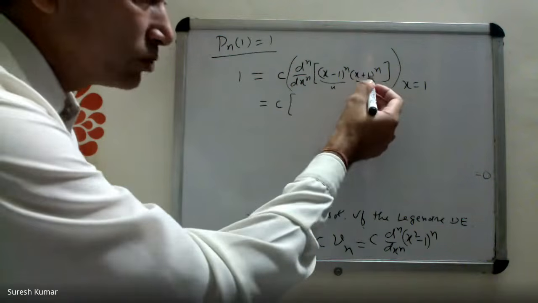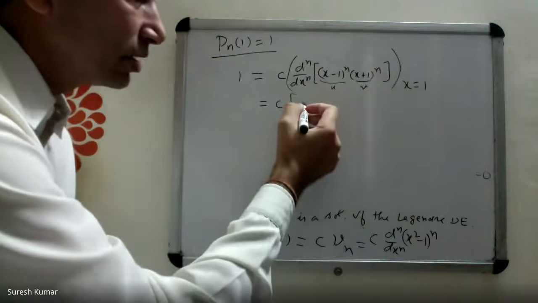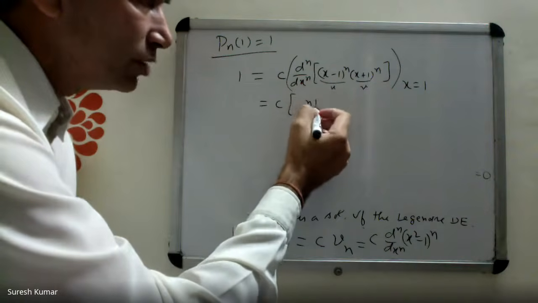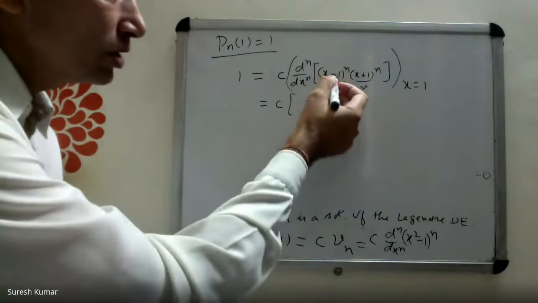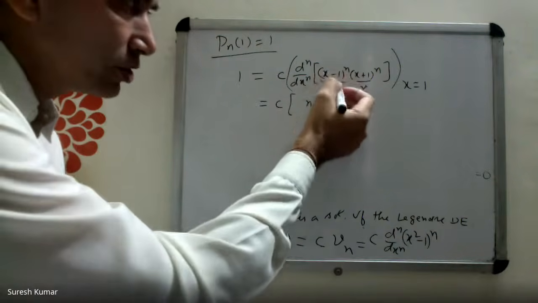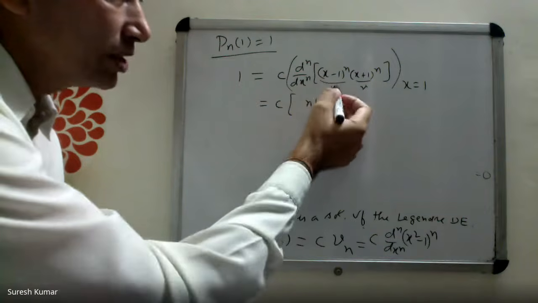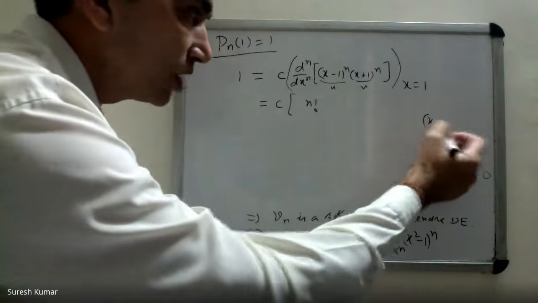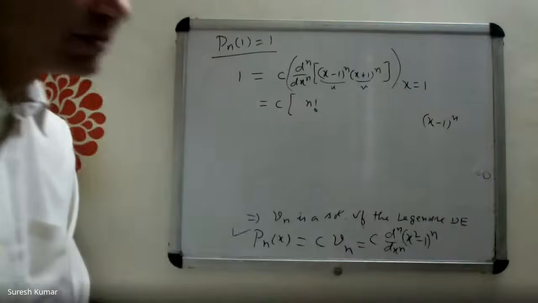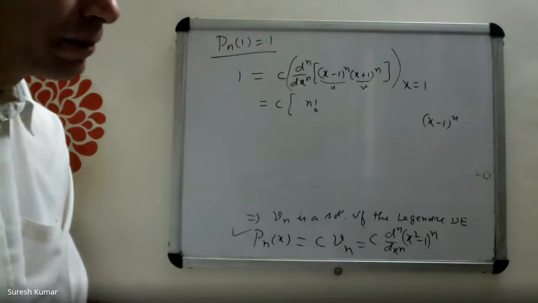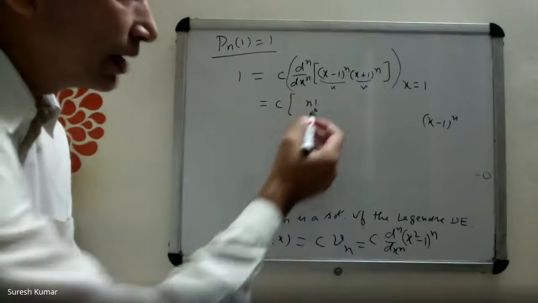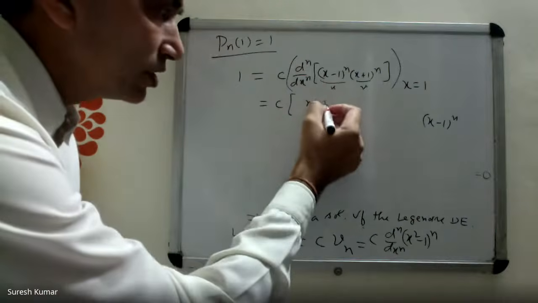Derivative of (x plus 1) power n, n times. Can you write that? You will get only n factorial. Or you can differentiate this also. Okay, let's differentiate u n times. What is the nth derivative of (x minus 1) power n? Is it n factorial? Yes, sir, n factorial. Okay, v as it is.